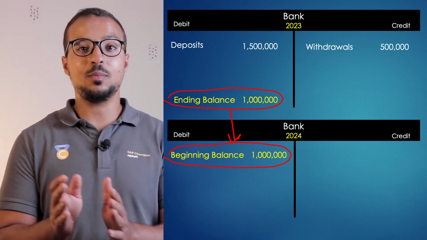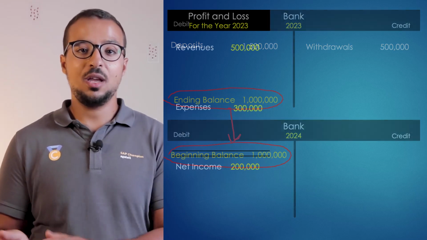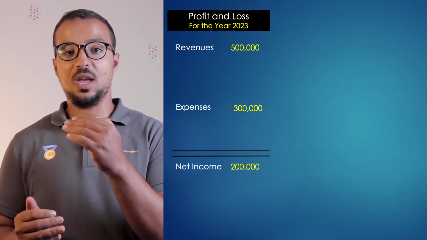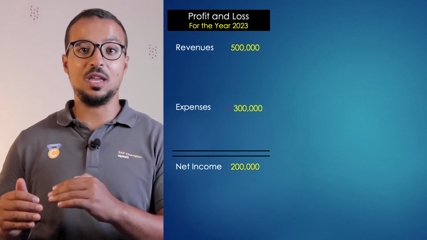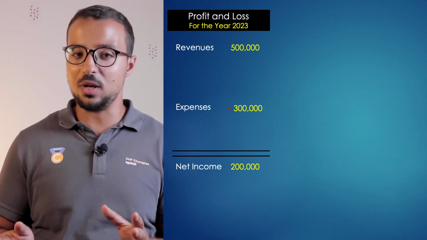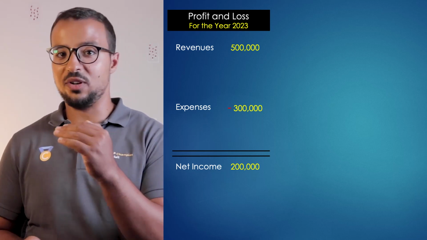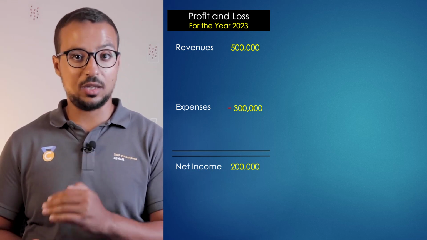Now let's talk about profit and loss, or income statement. So the income statement includes our revenues and our expenses. So we have revenues minus expenses equal net income. This is in a very simple way. There are a lot of details in the profit and loss, but this is the basic concept. So we have revenues minus expenses equal net income.